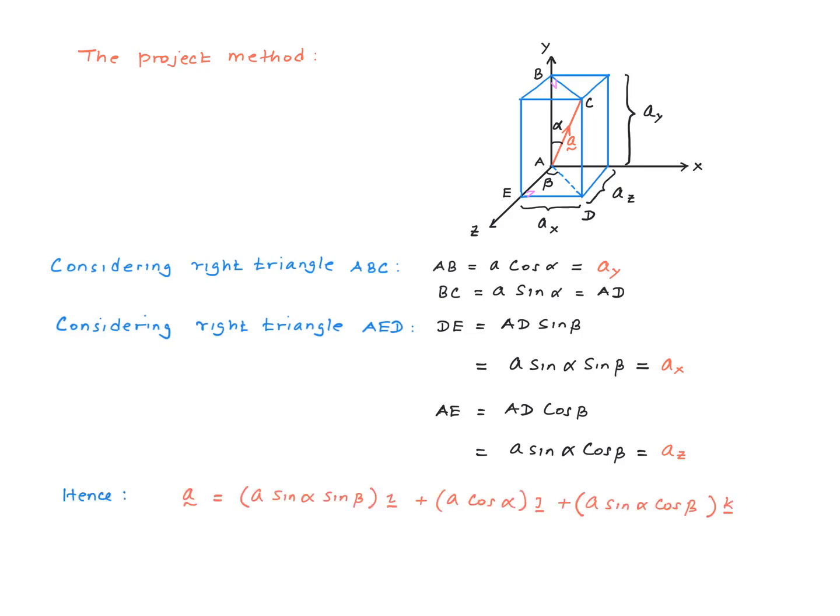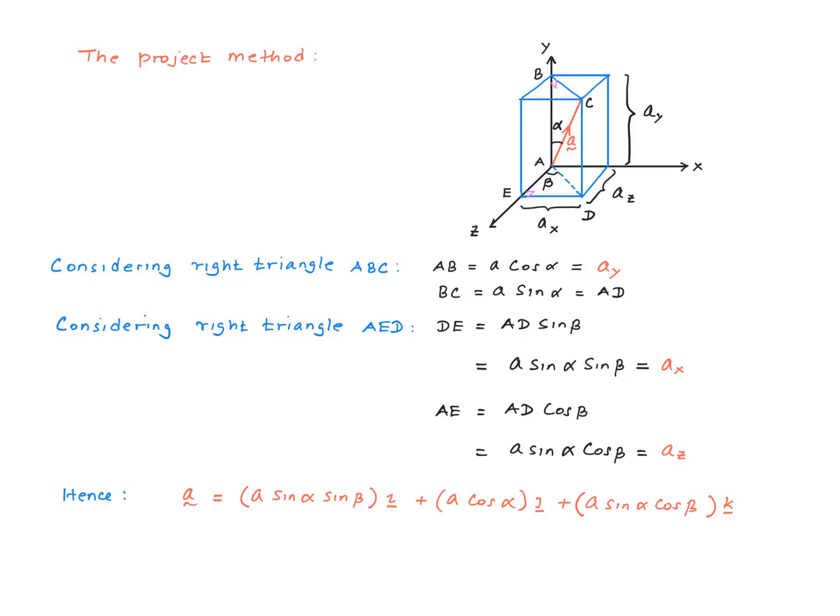Vector a can now be written in its component form like this. So this is the essence of the projection method. So you can basically see that this method involves two levels of projection. First you project it to get AB and BC. Then we note that BC is equal to AD. Now we project it one more time in order to get AE and ED. At this point we have the three components.